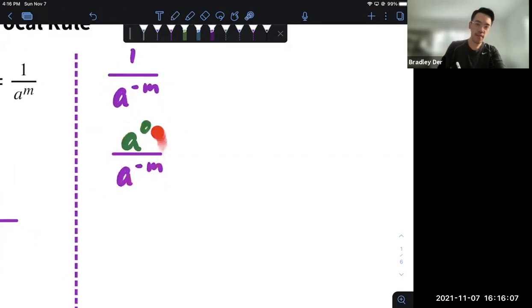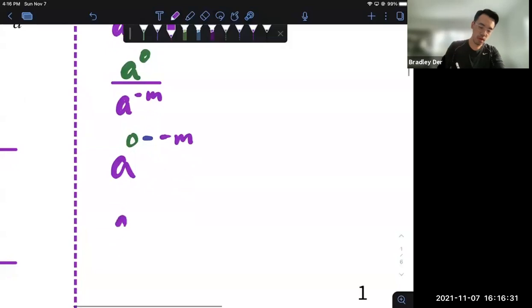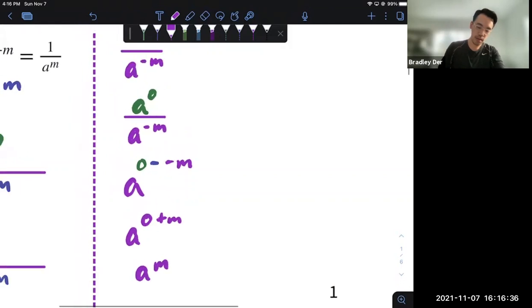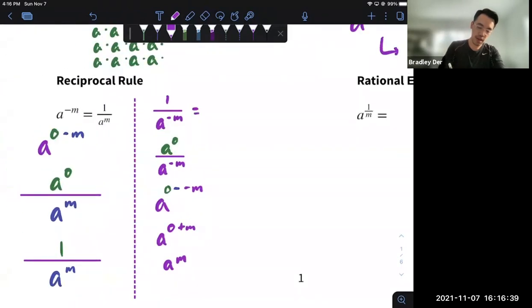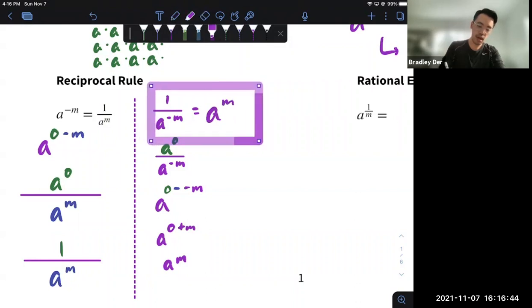In this instance, I have another version of the quotient rule, but this time we're taking out the fraction and just making a single base. So that would be a to the exponent from the numerator minus the exponent from the denominator. So it's 0 minus negative m, or that would be a to the 0 plus m, which is just a to the m. So it is equivalent for us to say that 1 over a to the negative m is also equal to a to the m.